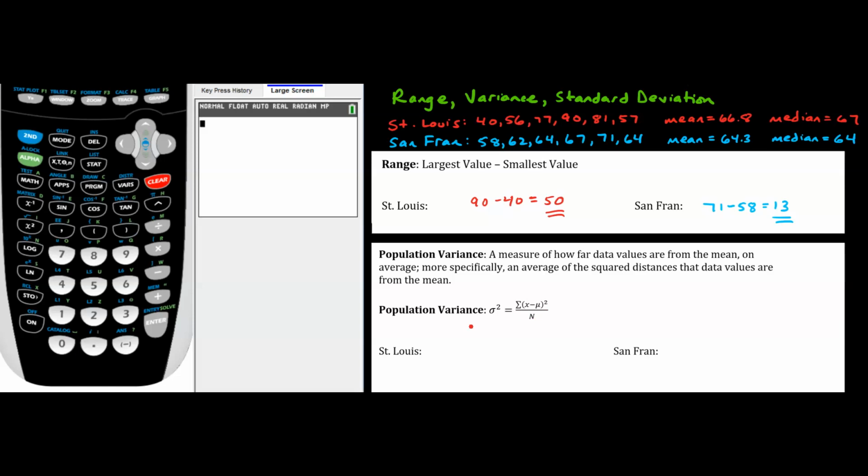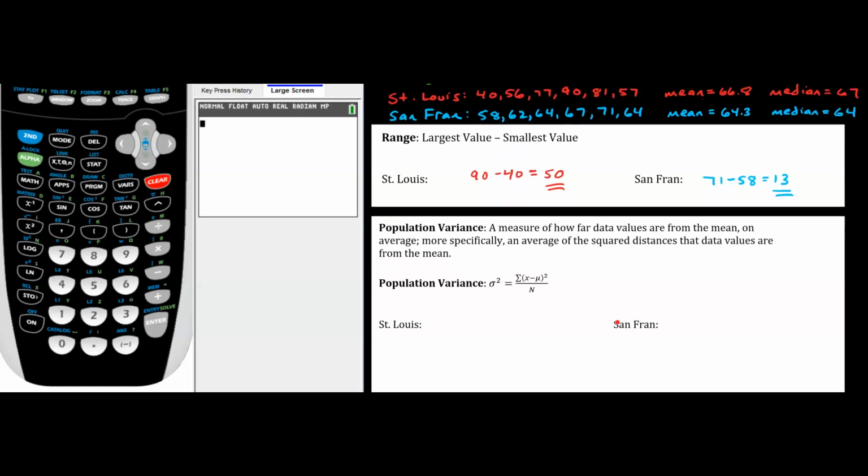In this class, you will not have to apply this formula. You'll be doing this in your graphing calculator, and I'll show you that in some coming videos. But right now, I want to walk you through just the initial setup, so that you see it one time and know that this is what's going on behind the scenes in the calculator. With the St. Louis data, let's set this up. It would begin with the data point of 40, and we would look at the difference between 40 and the mean of 66.8.